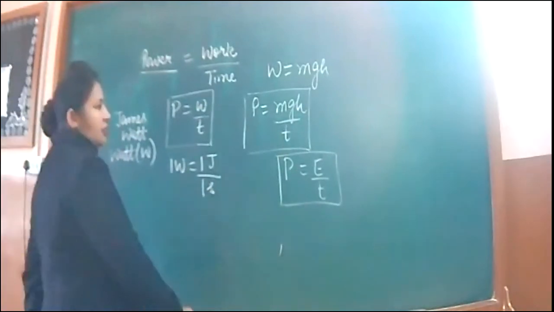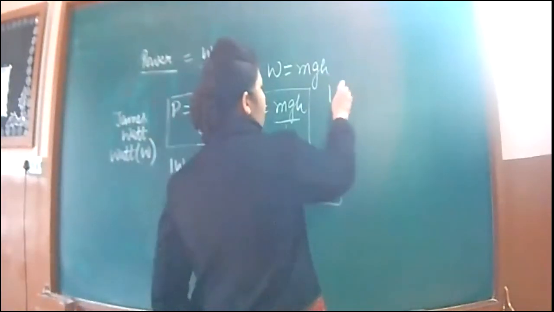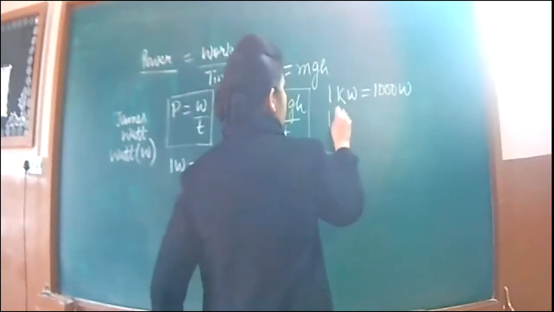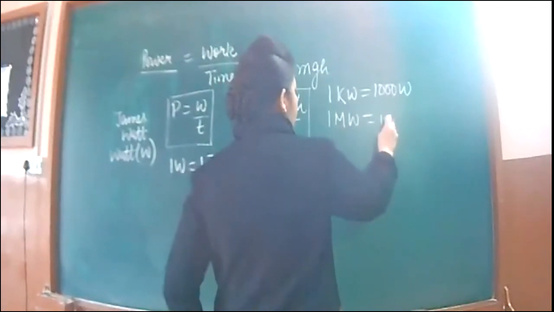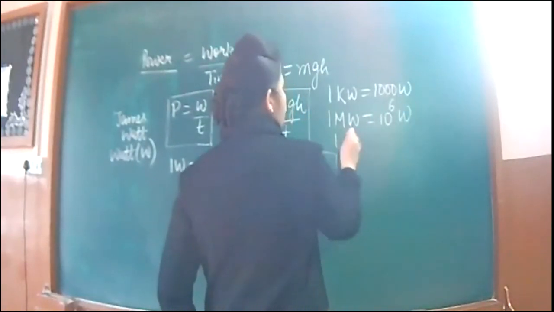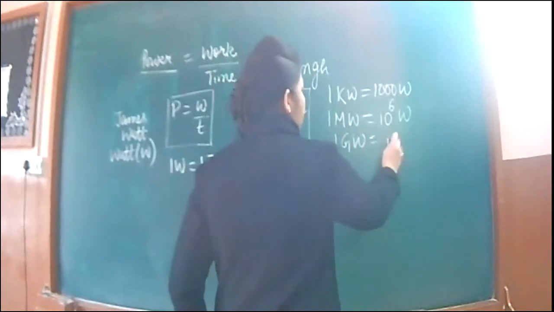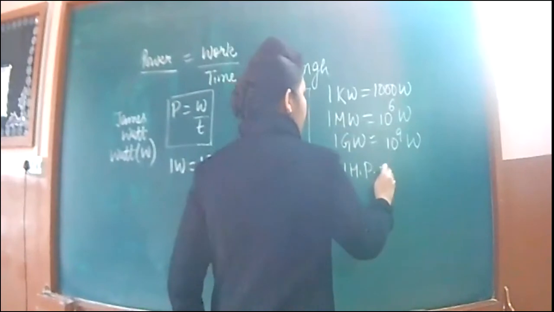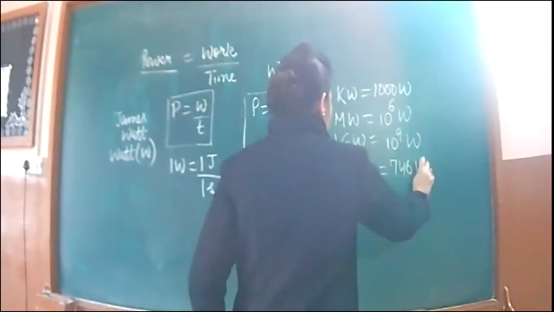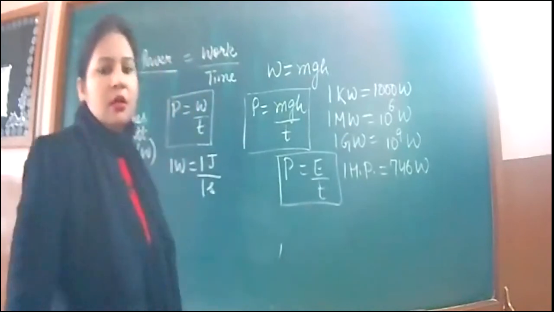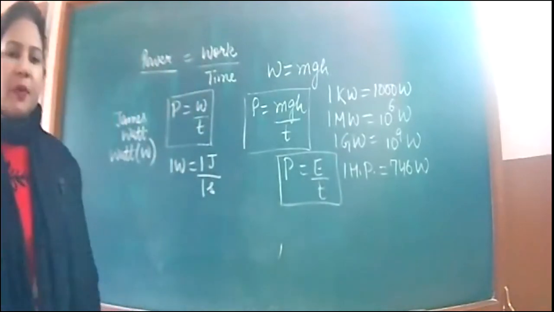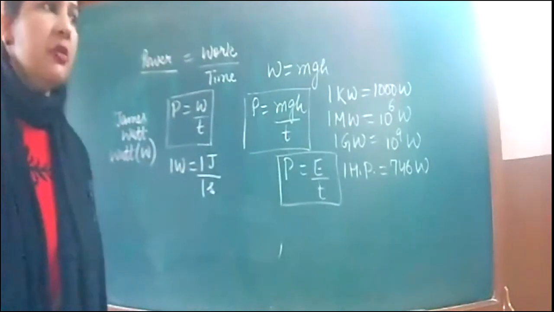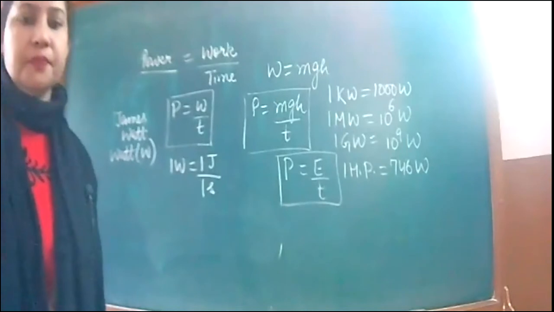Other units of power are kilowatt. Kilo means 1000, so 1000 watt. Mega means million, 10 raised to power 6 watt. Giga means billion, 10 raised to power 9 watt. And 1 horsepower is 746 watt. Power of motors is usually expressed in horsepower, and it is equal to 746 watt.